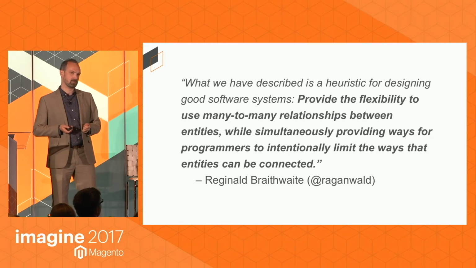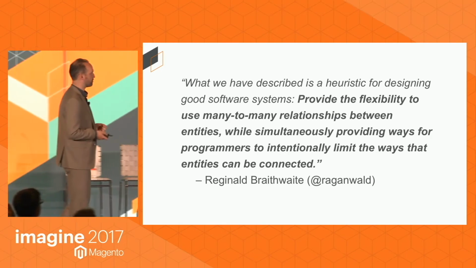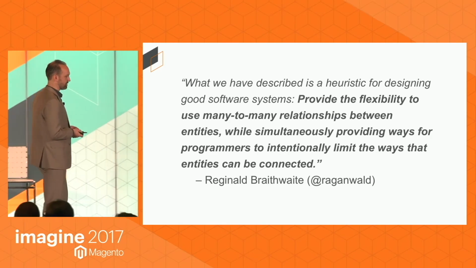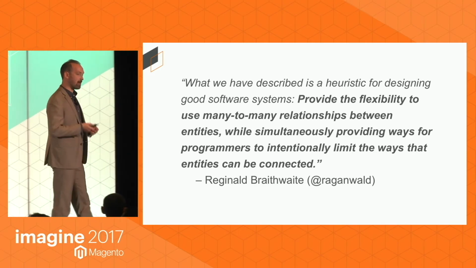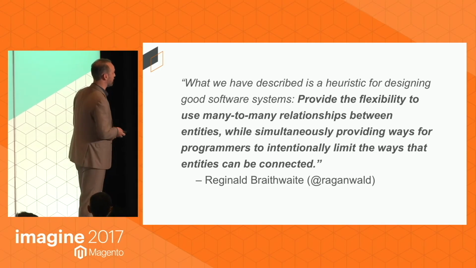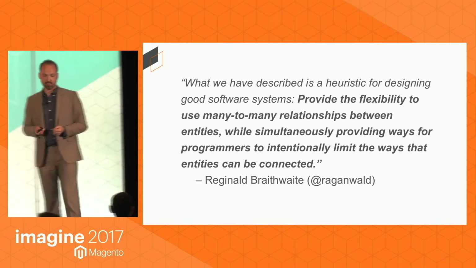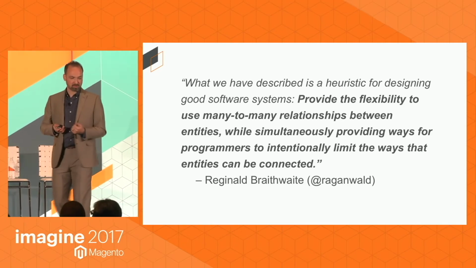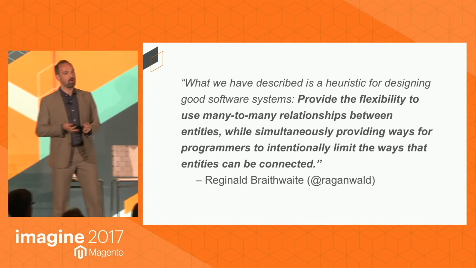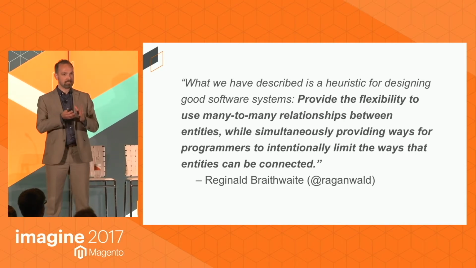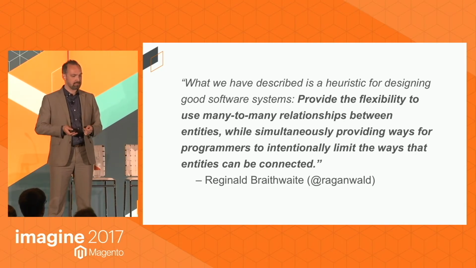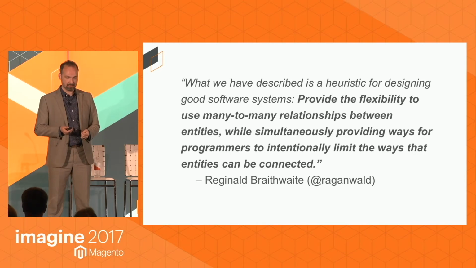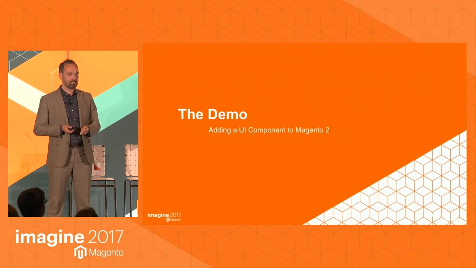Functional programming architectures remind me of this sometimes. A really smart guy named Reginald Braithwaite described a system of successive higher and higher order abstractions as being a heuristic for designing good software systems. So you need many-to-many relationships between entities, but you simultaneously provide ways for programmers to intentionally limit, because of their own entity design, the ways that their entities can be connected. It's a good quote by a great mind. I think it applies in part to UI components. So with that to heart, I started to make one.